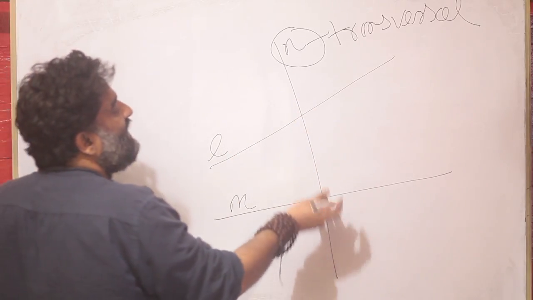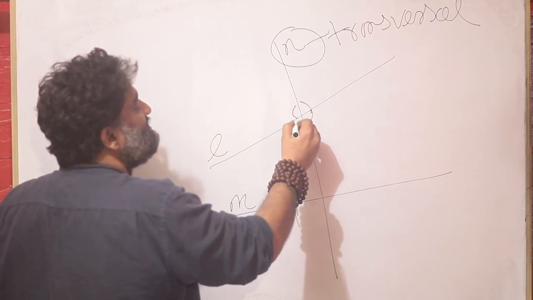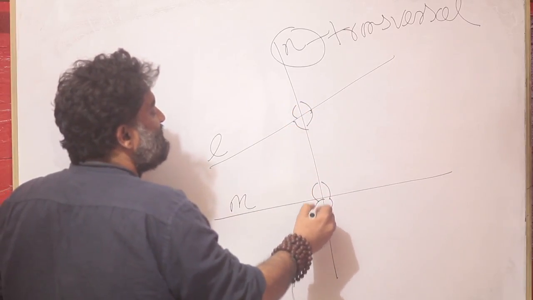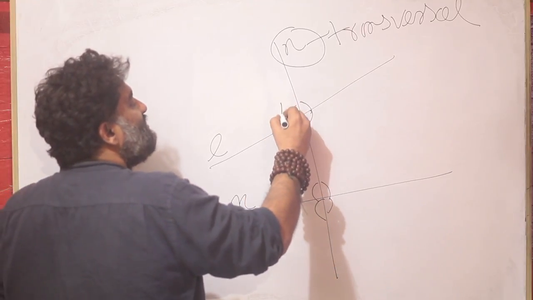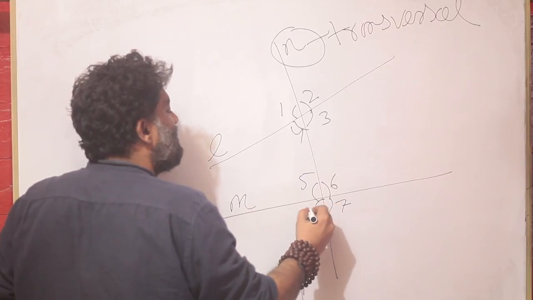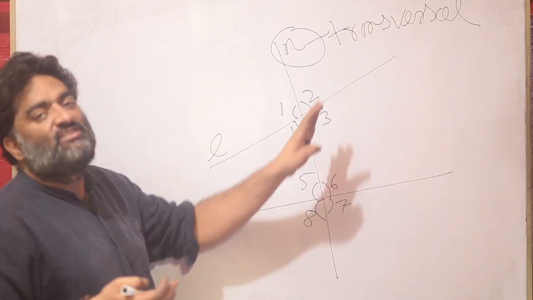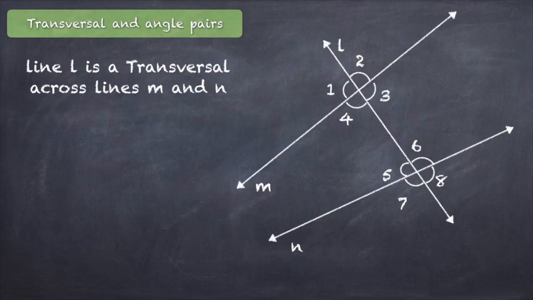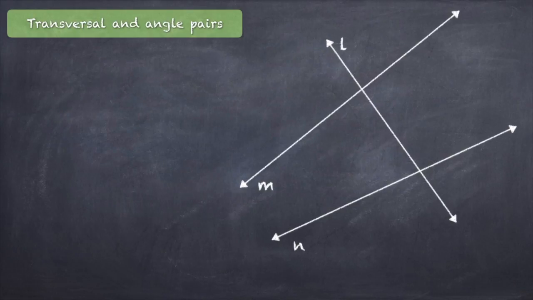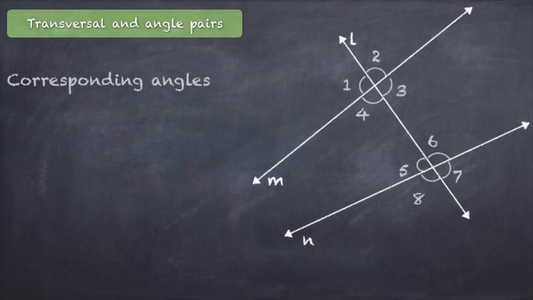Now the moment I do that, remember when one line was cutting another line, I was getting 4 possible angles. Now I've got 8 possible angles. So let me name them also: 1, 2, 3, 4, 5, 6, 7 and 8. Before we go into the theory of a transversal cutting across parallel lines, we just want to become comfortable with a few terms, and the first term is corresponding angles. What do I mean by a corresponding angle?